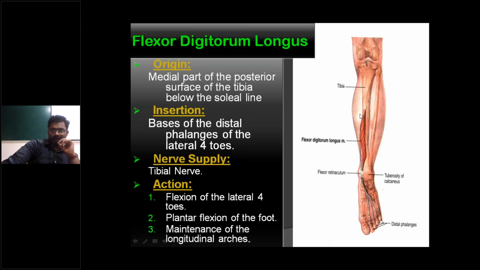After taking origin from the tibia and passing beneath the flexor retinaculum, it enters the sole of the foot. After entering the sole of the foot, it divides into 4 tendons. These 4 tendons are inserted to the bases of the distal phalanx of the lateral 4 toes.